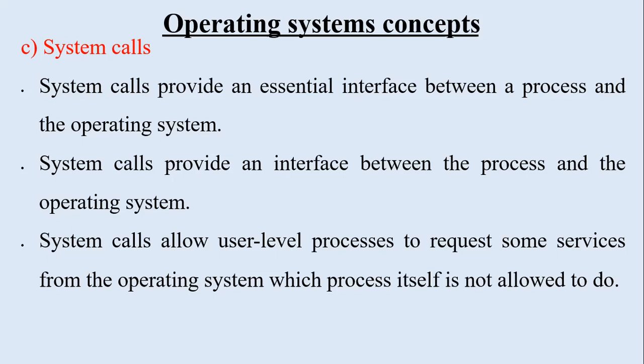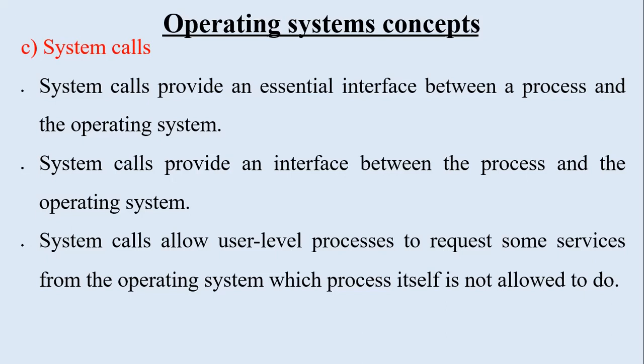So a process will make a request. That request will be passed to the operating system. This request is very important because that is what creates a link between various components: between the operating system and the process, between the operating system and the hardware, etc. System calls allow user level processes to request some services from the operating system which the process itself is not allowed to do.